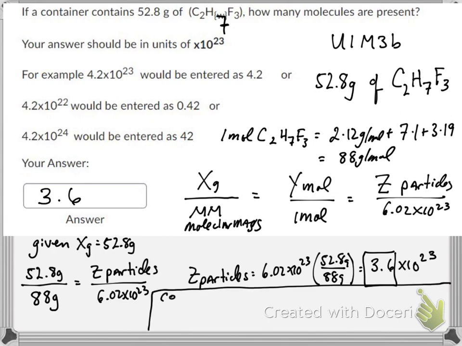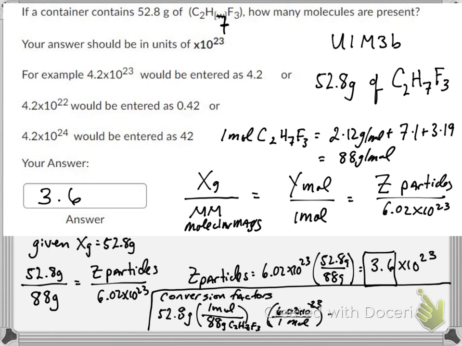If we wanted to do this using conversion factors, it's pretty straightforward. We start with the given information, 52.8 grams. We have to first convert to moles using the molecular mass. And then we use Avogadro's number to cancel out the moles. And if we do that, we get the same number. So depending on how you want to do it, conversion factors or using ratio methods, the main thing is you have to first find the molecular mass and then use it to either calculate particles from grams or calculate grams from particles, which we'll do next.